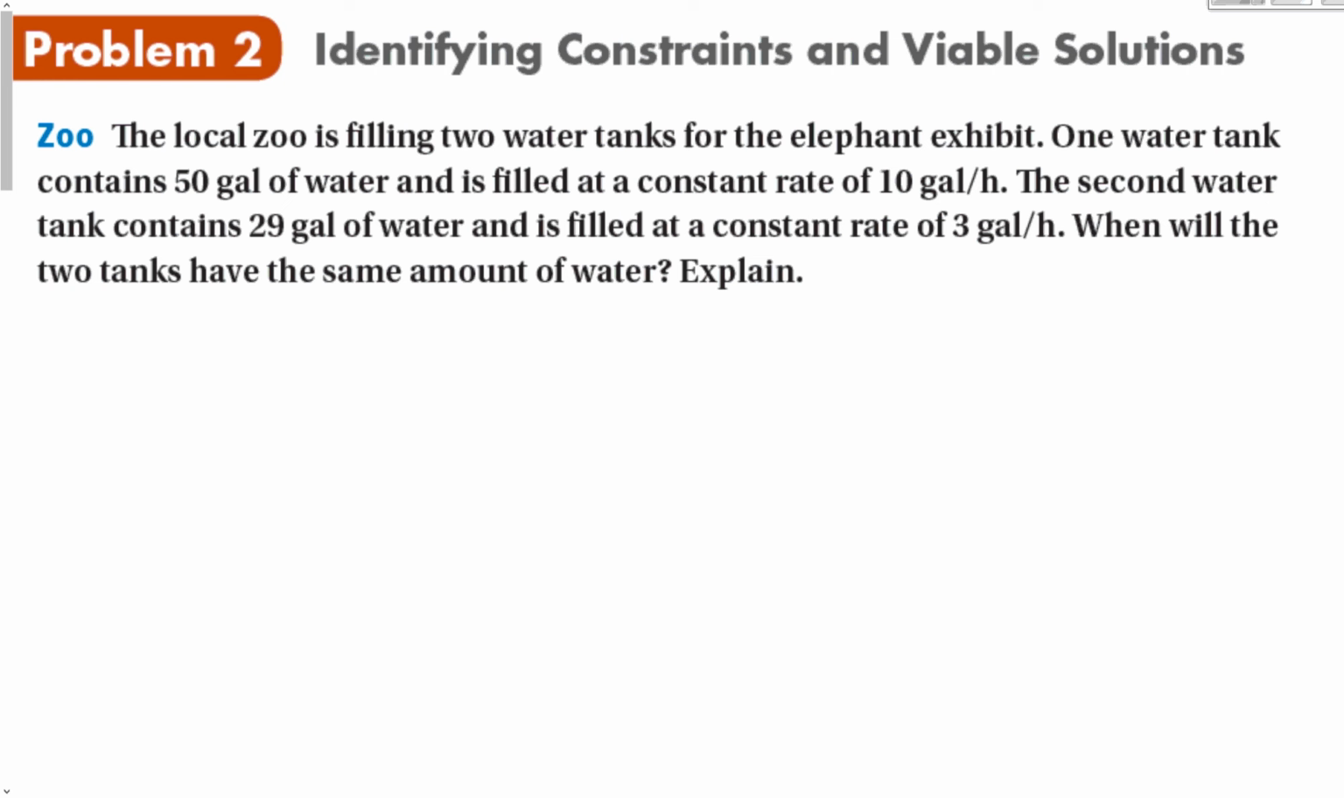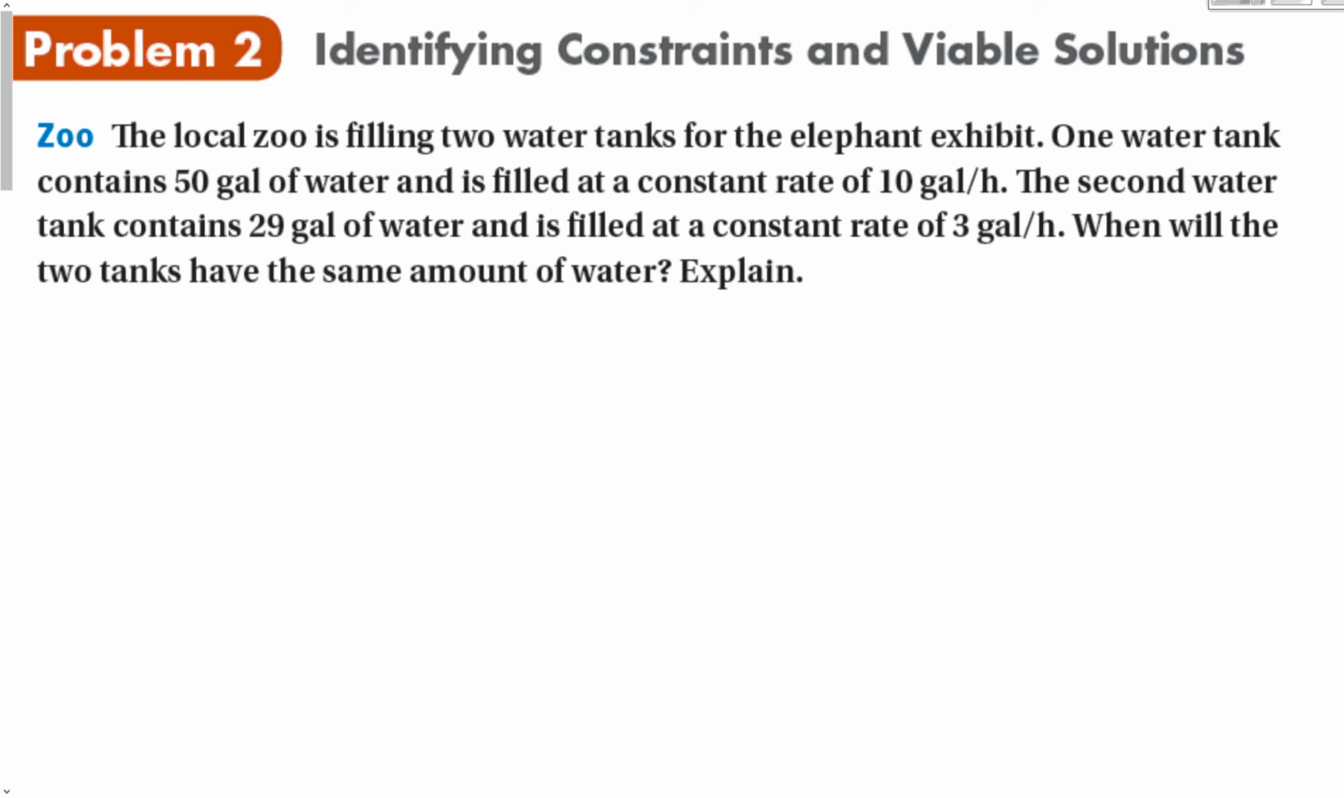So next problem here, identifying constraints and viable solutions. So the local zoo is filling 2 water tanks for the elephant exhibit. One water tank contains 50 gallons of water and is filled at a constant rate of 10 gallons per hour. The second water tank contains 29 gallons of water and is filled at a constant rate of 3 gallons an hour. When will the 2 tanks have the same amount of water?